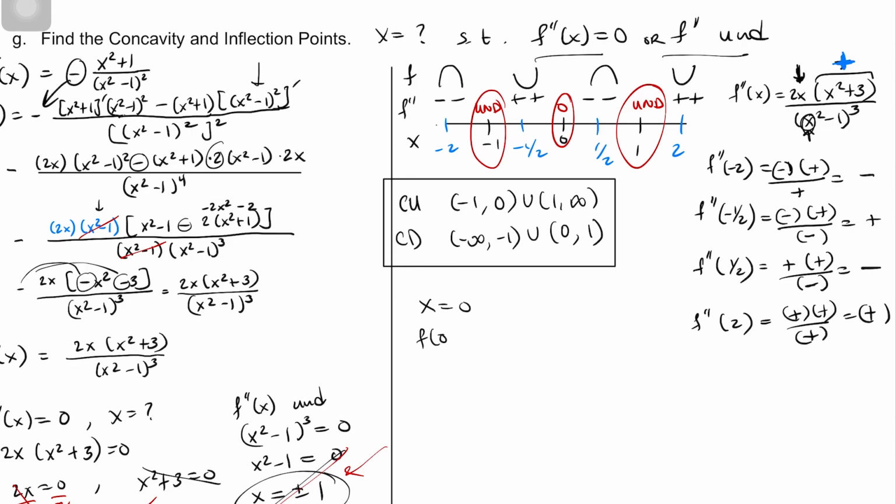So we have to plug it into the original function. Let me go back to my notes. It'll be f of x is x over x squared minus 1. So this will be 0 over 0 squared minus 1, which is 0 over -1, which is 0. So (0, 0) is going to be a point of inflection.